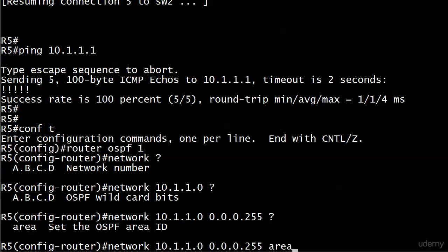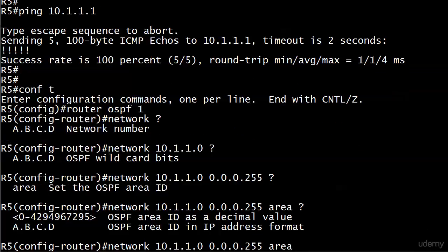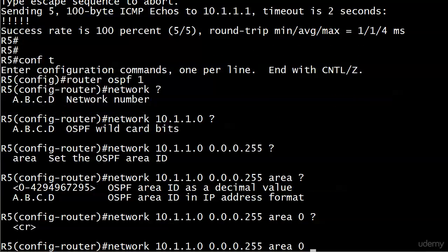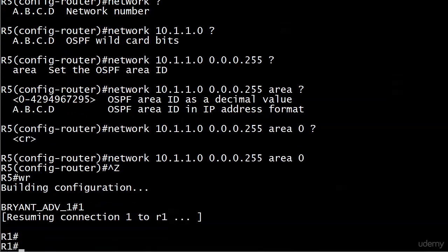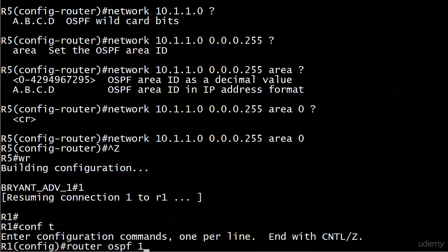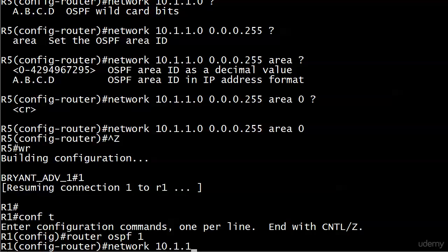We have to set the area ID. As you see, there is no <cr> there, so this is required. You do have to put the word area. You have the option of putting the area in as a decimal or an IP address. I would just not get cute and just stick it in as a decimal value. And that's it. That's the command. So let's head over to R1. I'll put the exact same command in.